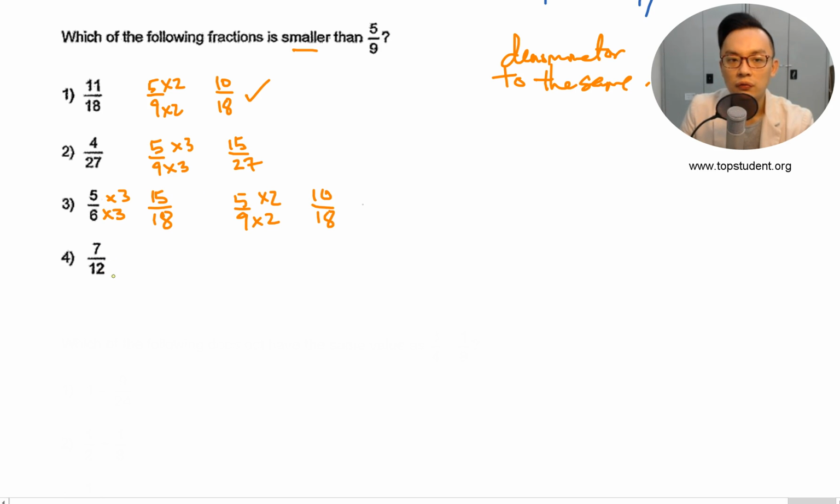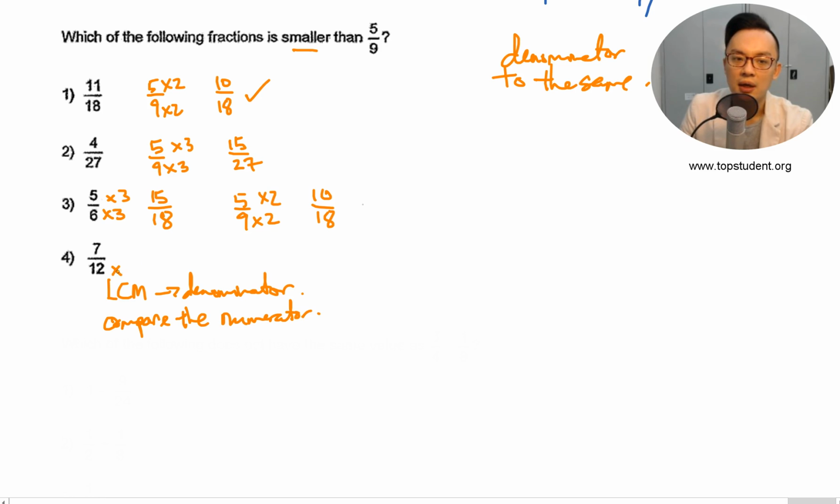So 7 over 12, do the same thing, find the lowest common multiple, and then compare the numerator. Alright, so find the lowest common multiple for the denominator and compare the numerator. So for 12, right, it's actually 36, so times 3. 12 times 3, 9 times 4. Okay, so work it out, but the answer is this one.